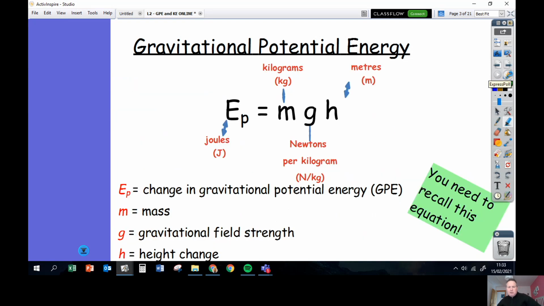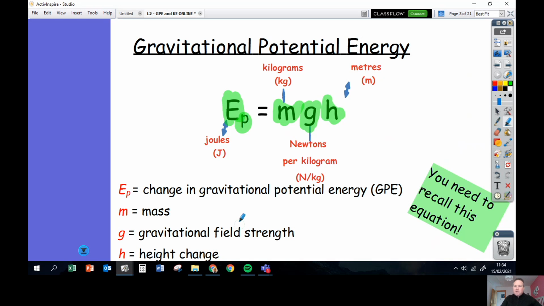And that gives us a calculation which looks like this. We say that the gravitational potential energy, so E, we'll put a little P down here to remind us that it's potential energy, equals the mass of the object in kilograms multiplied by the strength of gravity, the gravitational field strength, multiplied by the change in height, how much higher you lift it. So we'd say E equals mgh. Potential energy equals the mass of the object times gravity times the height change. So E equals mgh. Now, this is a formula you need to remember.